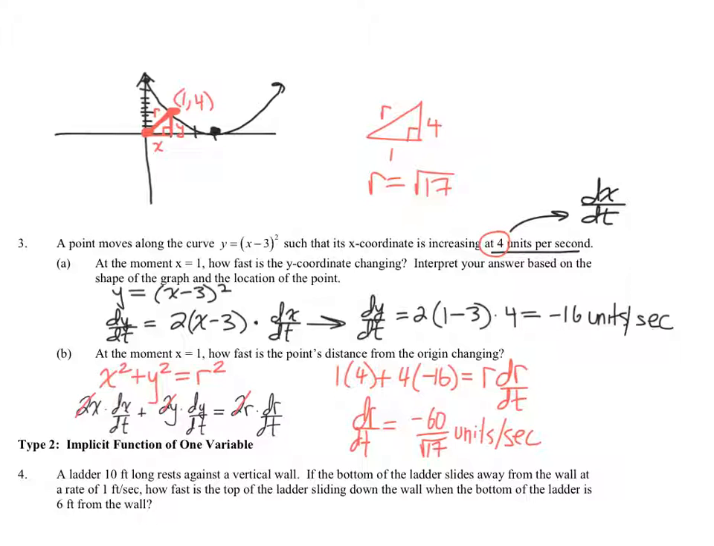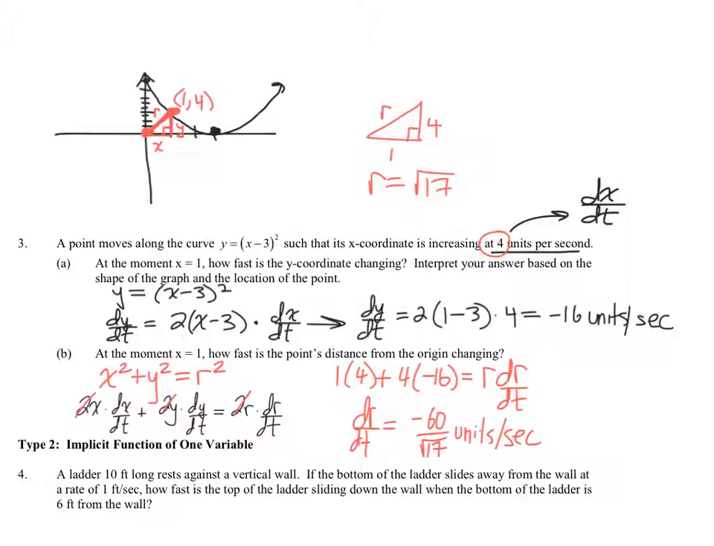All right. So again, this is what I was talking about before. You look at negative 60 over radical 17. You're like, I don't know what that means. Is that a lot? Is that a little? I don't even look at that. I just look at the negative sign. That's telling me that at this instant, the length of the hypotenuse is decreasing.